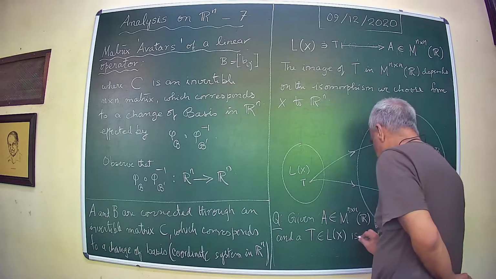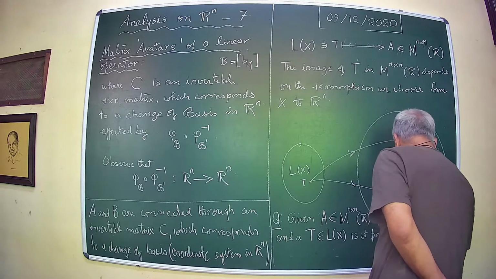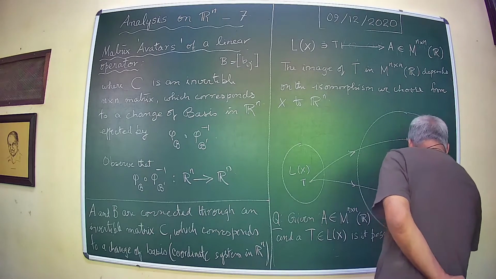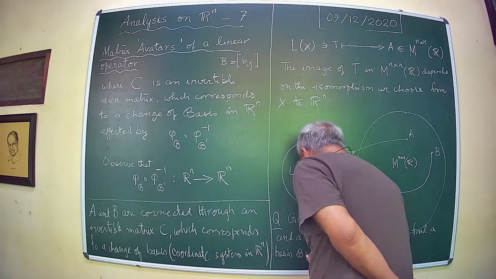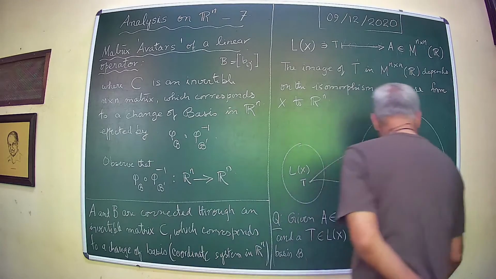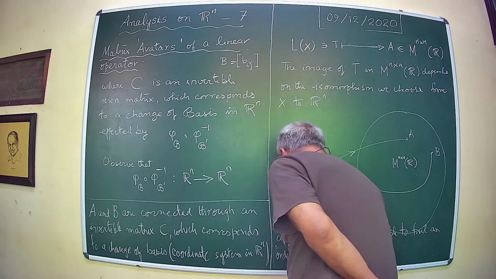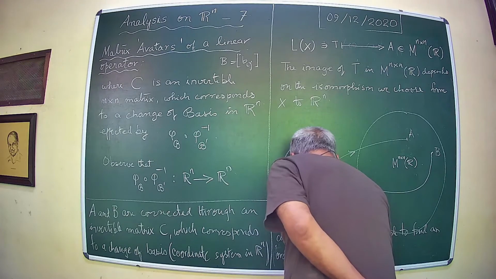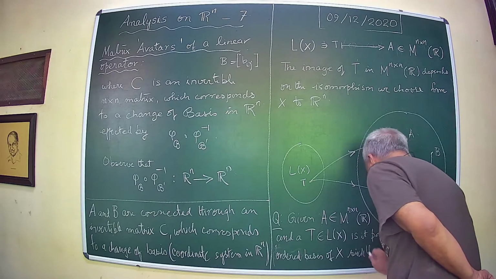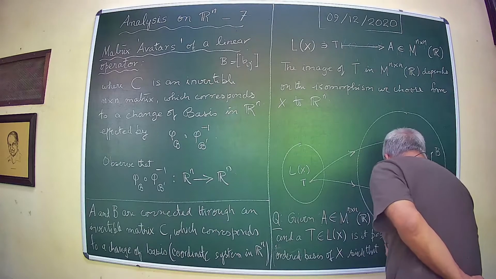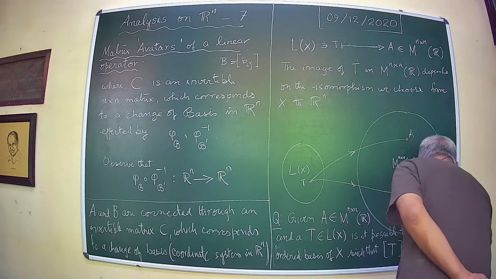Is it possible to find an ordered basis such that the matrix of T with respect to that basis is equal to Q? It's a wild question.